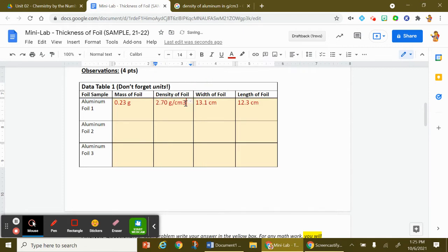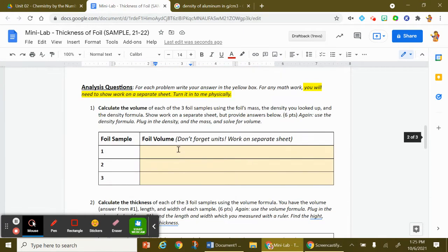So I'm just going to copy this and paste it into the lab. In fact, I can paste it in all three spots because it doesn't matter what the size of the aluminum foil is. It's aluminum, so its density is always the same. All right, so let's go down and look at the first problem here.